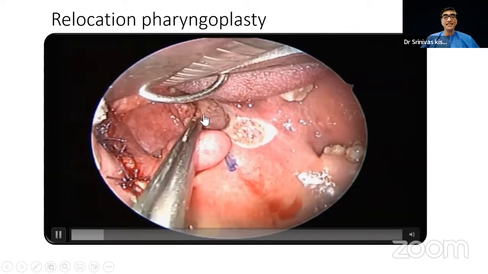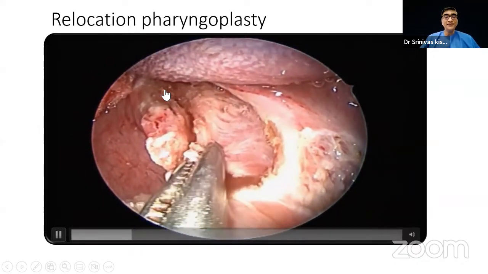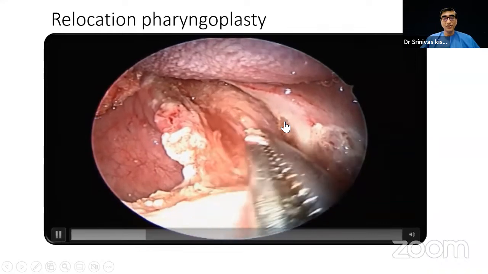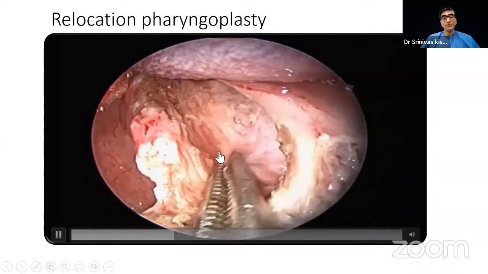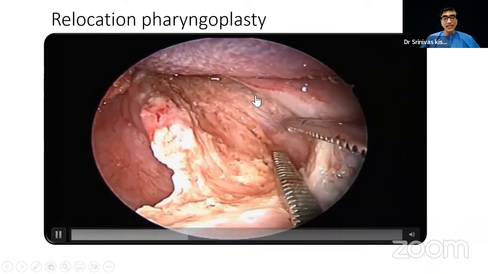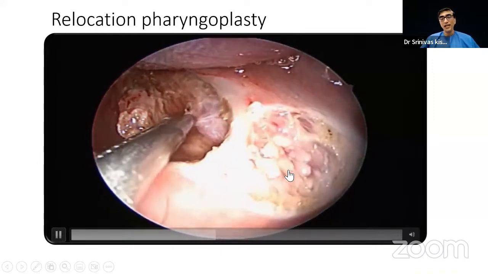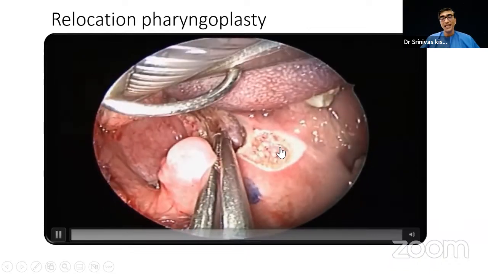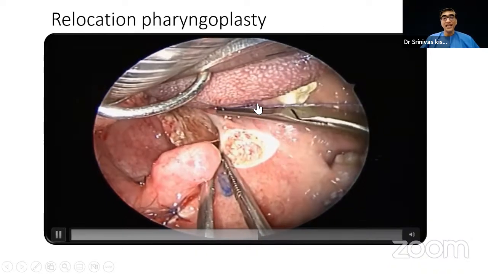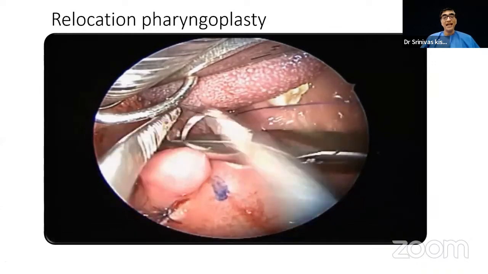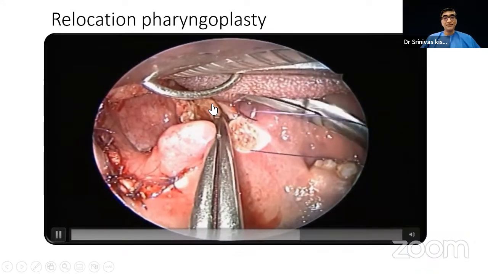The only difference is here that once the tonsillectomy is over, you again identify the oblique fibers of the superior constrictor muscle, and the vertical running fibers of the palatopharyngeus muscle. Then you relocate these fibers to a point which is superior lateral. Once this whole area is denuded of the mucosa, you can see these minor salivary glands. So here what you're doing is very similar to the lateral pharyngoplasty that I spoke to you about, without cutting the superior constrictor muscle.